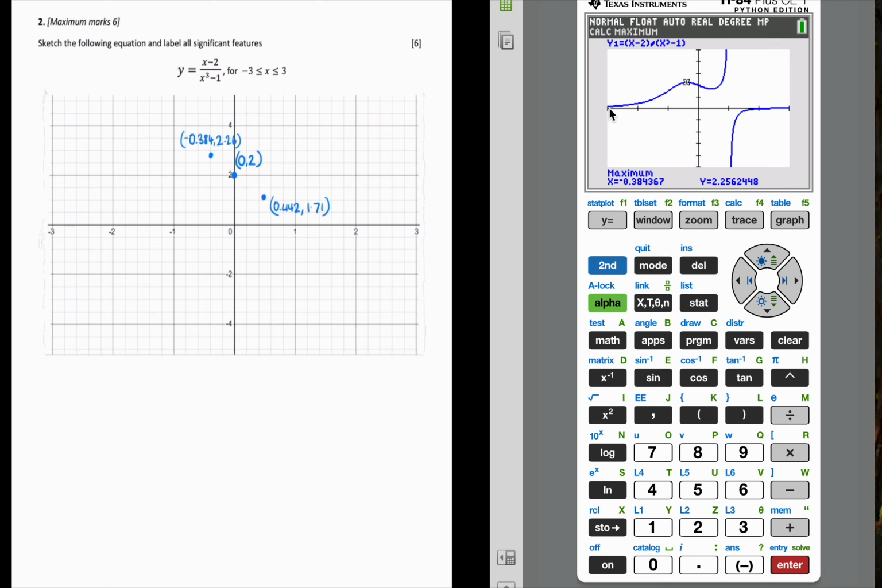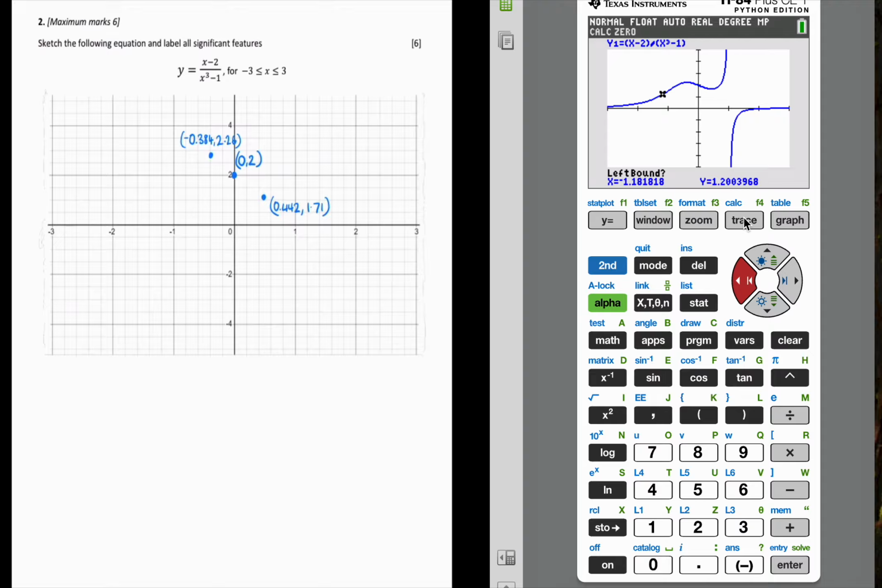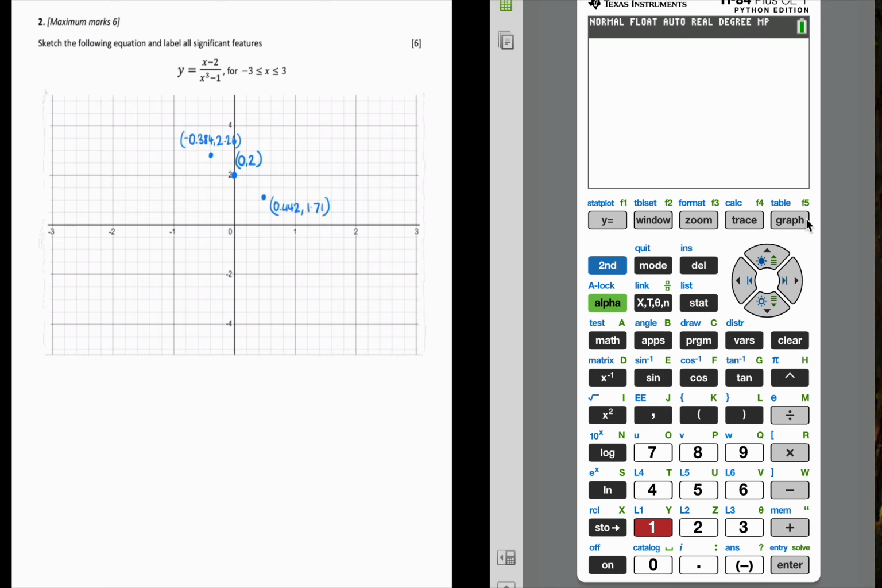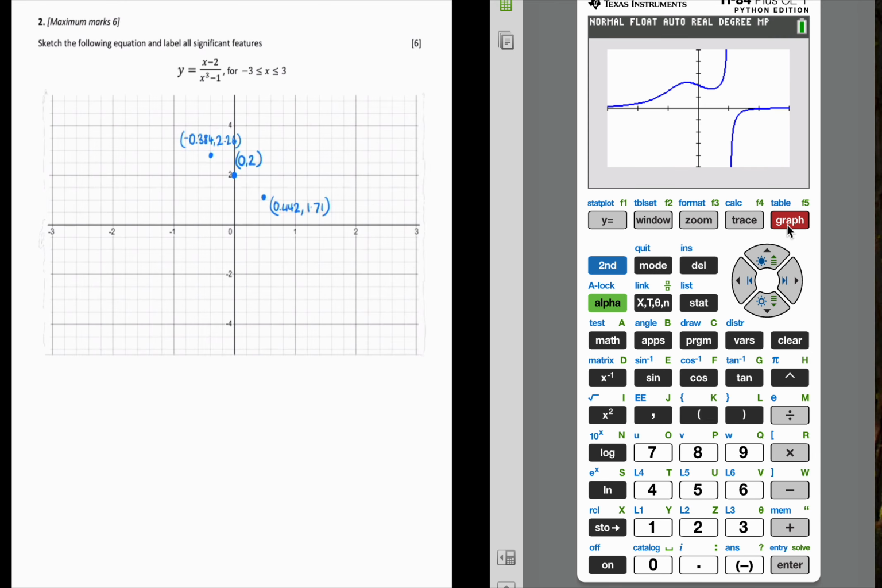Now, we should just check. It doesn't look like there is a 0 there, but we can just double check. So if we go right to the edge of our graph, no, it doesn't look like it. It's not happy with that. We can also check our table, and yep, you can see there the y value is never going to be 0 within our region.